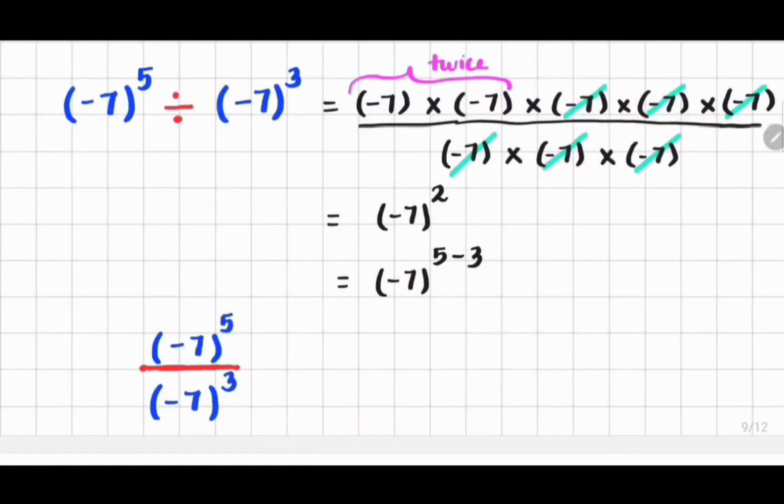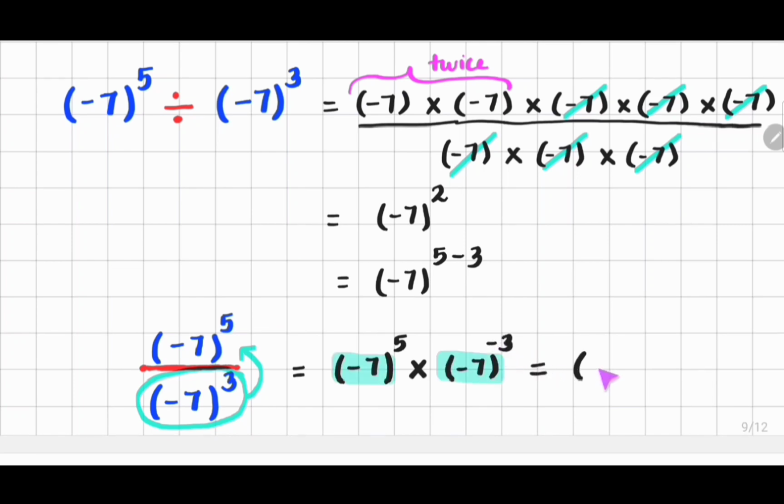We could also imagine it in this way. When we bring the denominator to the numerator, the denominator becomes multiplication of the numerator and the power becomes its opposite sign. That is, if it is positive, it becomes negative, and if it is negative, it becomes positive. Consequently, we get minus 7 whole power 5 times minus 7 whole power minus 3, which equals minus 7 whole power 5 minus 3.